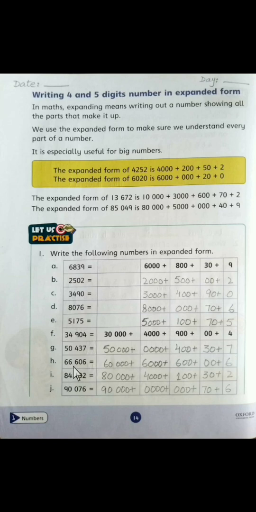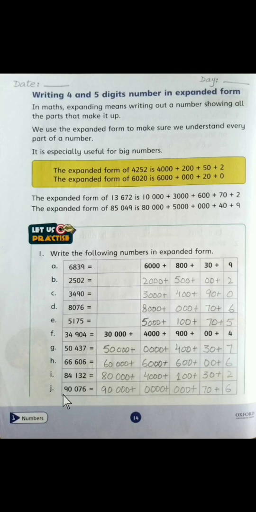Look at H, 66606. We write this number like 66,606, and we write this number in expanded form like 60,000, 6,600, 0 tens and 6. Look at I, 84132. We name this number like 84,132, and we write this number in expanded form like 80,000, 4,000, 100, 3 tens, 2 ones.